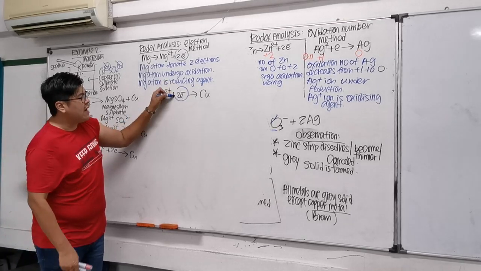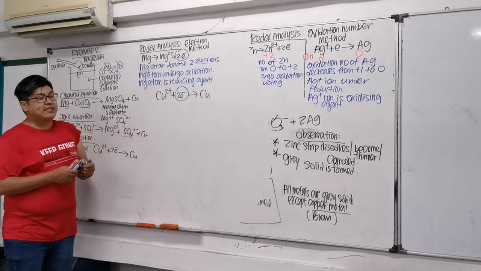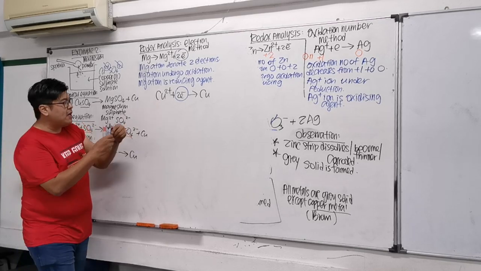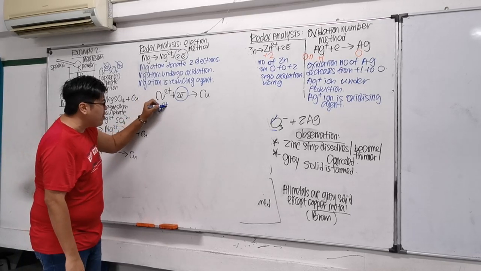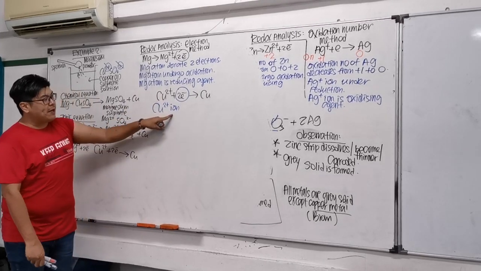I see the electron appears on the left. Electron on the left means receive. Okay, who is the recipient? This fella. How do you call this fella? This fella is Cu2+. Copy Cu2+. Very good. This fella has a charge, so you put the word ion. Very good. Cu2+ ion.